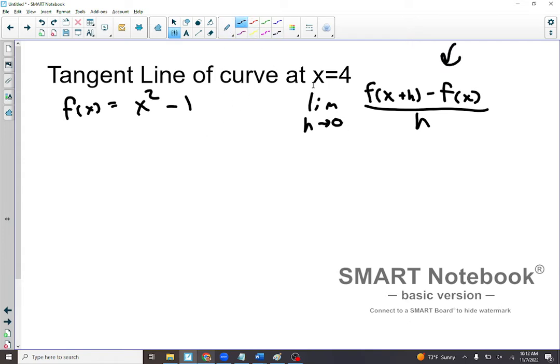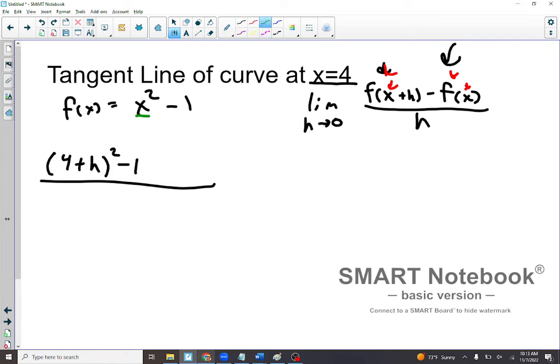That being said, we're going to take this and find the tangent line of the curve when x equals 4 for this equation. So I'm going to plug it into my functions here and here. And remember, since it's x of 4, I'm going to plug in a 4 for my x's. So the first thing, I'm plugging in 4 for x, so it is going to be 4 plus h, squared, minus 1. This is coming from here, and this minus 1 is coming from here.